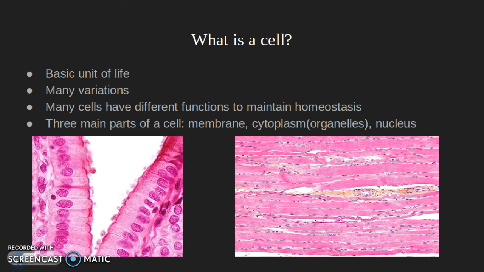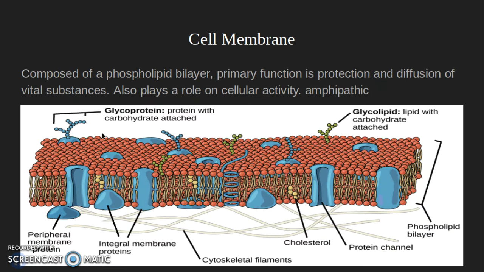The main parts of a cell that I would like to talk about are the membrane, the cytoplasm, which has the organelles, and the nucleus. Right, so on the outside of the cell, it's going to be a cell membrane, which is composed of a phospholipid bilayer consisting of phosphate molecules on the outside and inside of the membrane, and a lipid layer in between. The primary function of a cell membrane is protection from external threats and the fusion of vital substances.